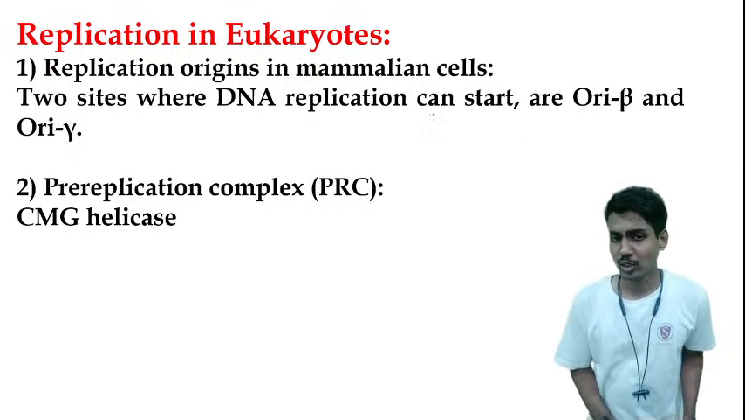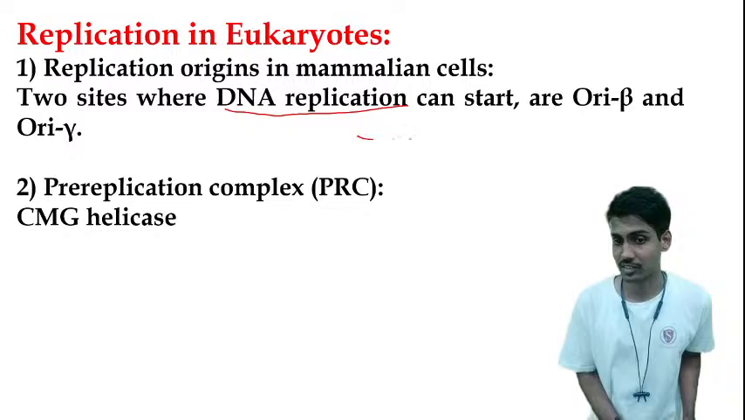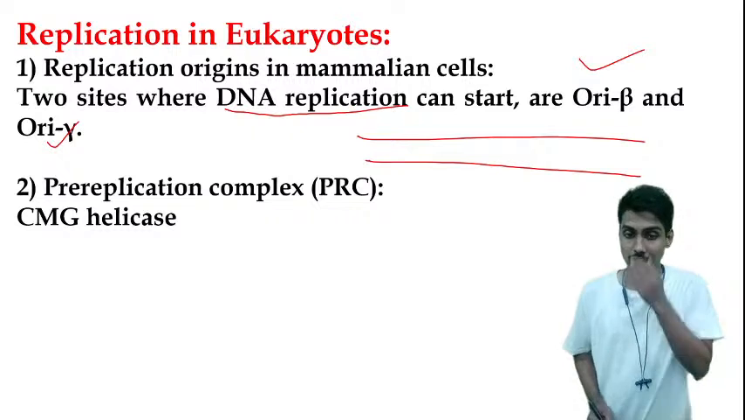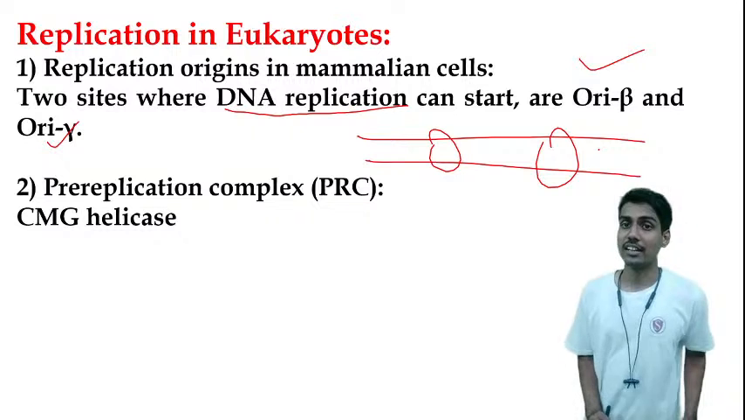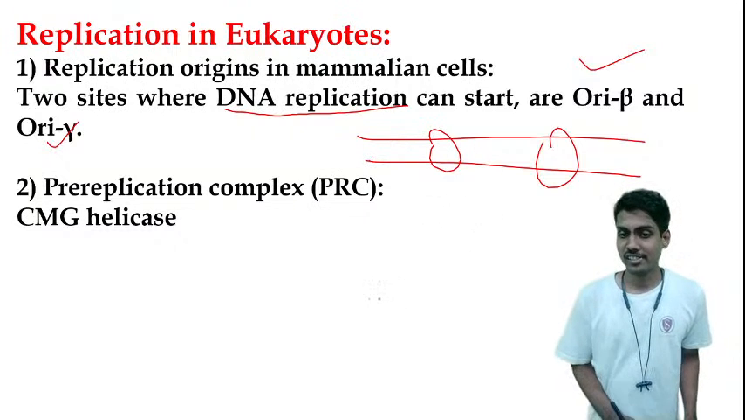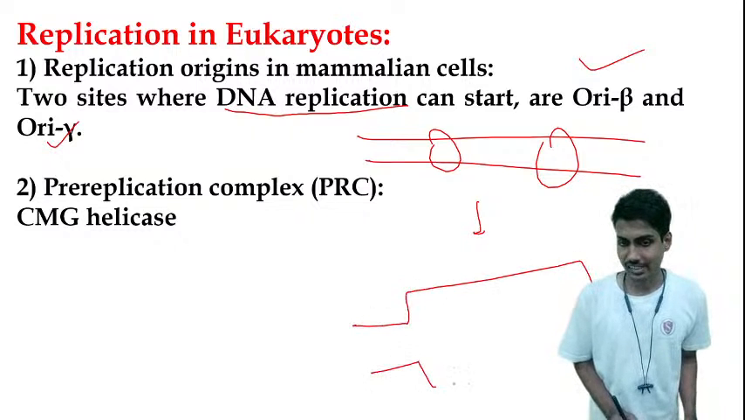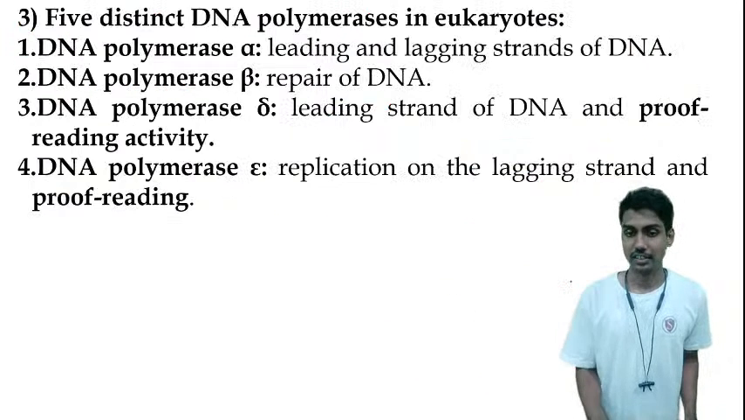Okay, so in the case of replication in eukaryotes, the origin recognition sites are the sites where replication can start. In the case of eukaryotes, these sites are Ori beta and Ori gamma. At these points, DNA replication can initiate. In eukaryotes the pre-replication complex gets seated here, and the enzyme that will unwind this entire strand is called CMG helicase. So this is the CMG helicase which is unwinding the entire strands.